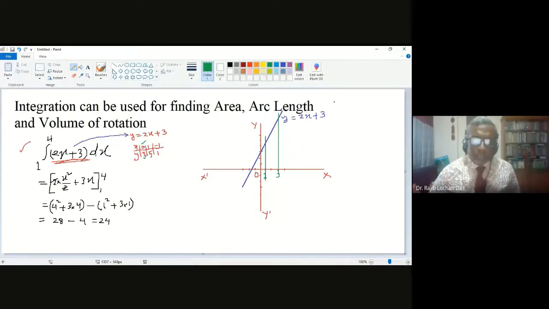So I can understand how the straight line will be drawn here on the graph. If you can do it yourself, that is also fine, no problem. So now I have drawn two vertical lines.